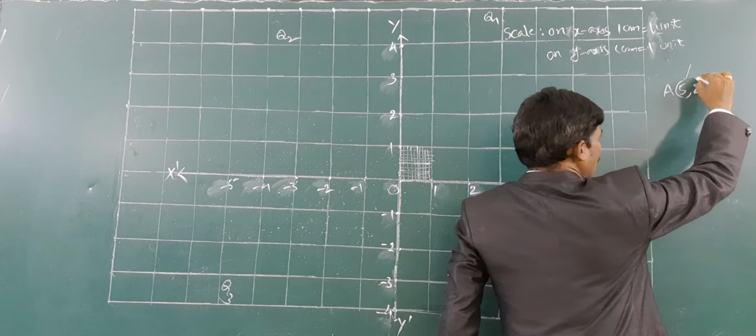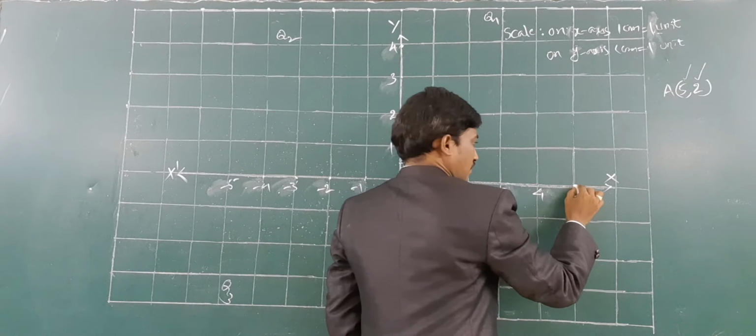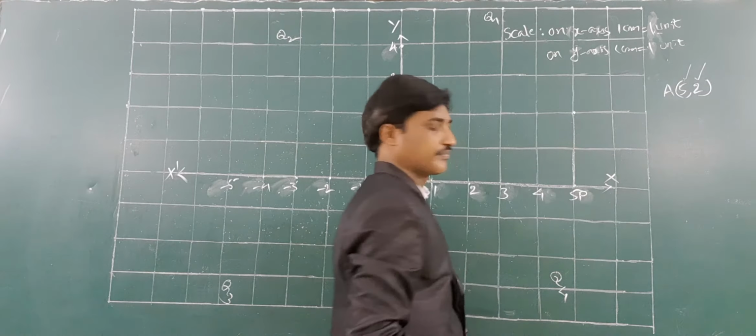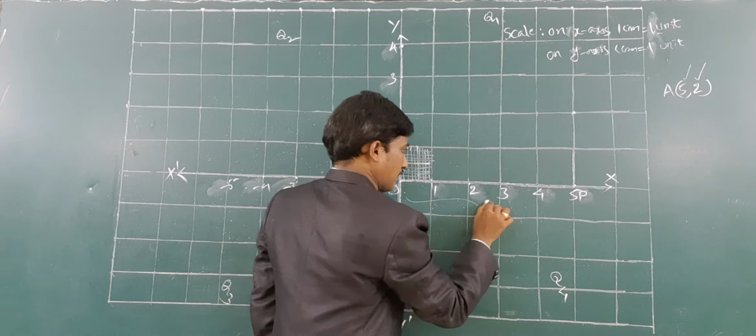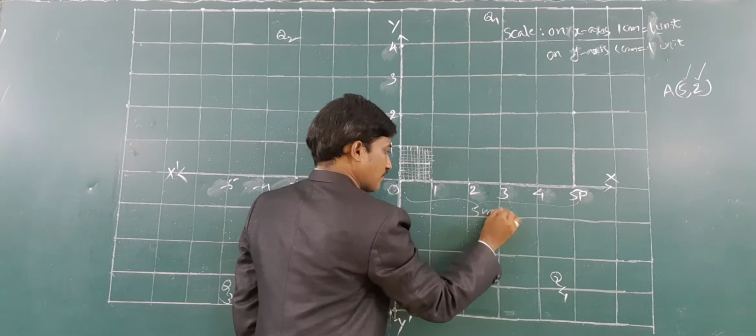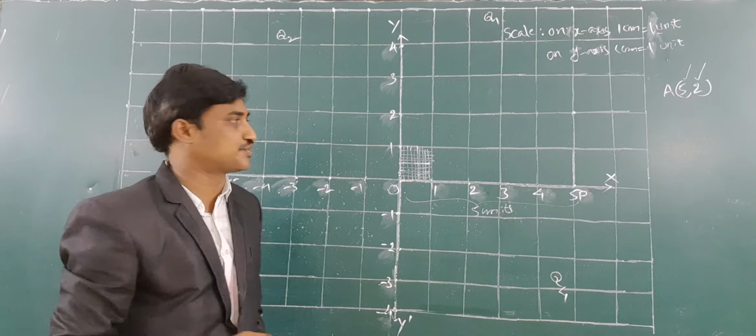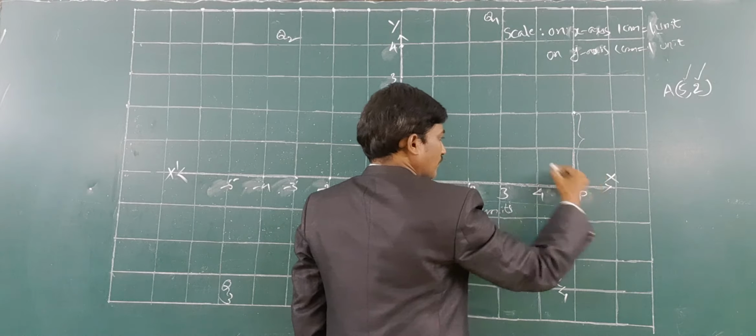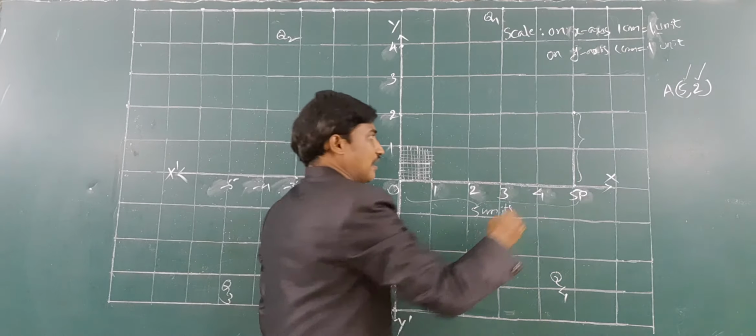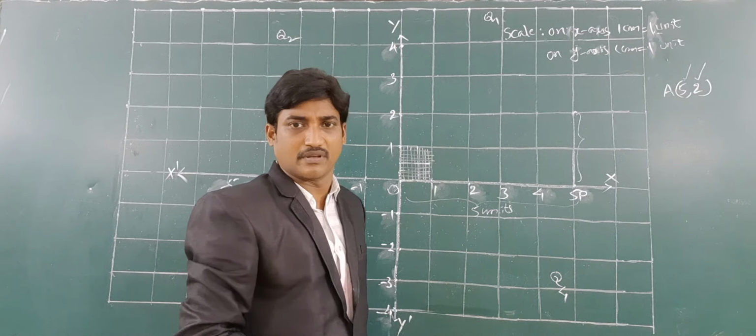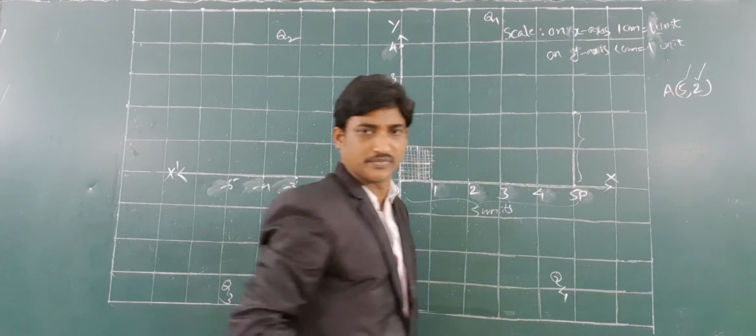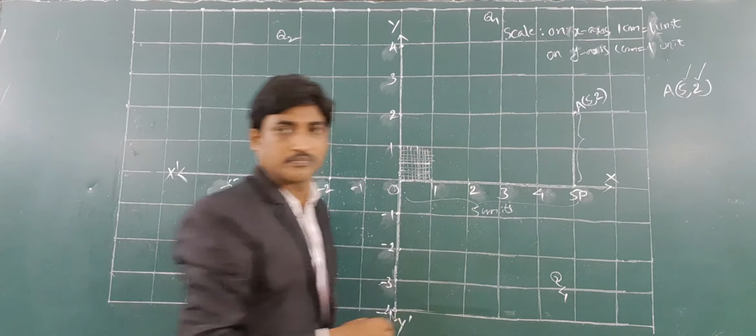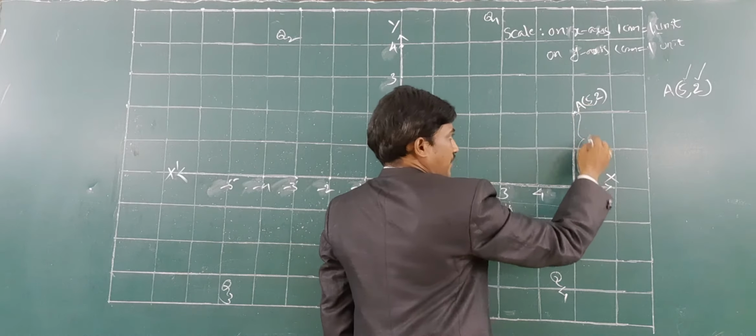As the second coordinate 2 is positive, move along the line parallel to the y-axis, vertically 1, 2 units. First of all, I move 5 units towards OX as the first coordinate 5 is positive. Then 2 units vertically upward. Stay there, the point has arrived. Finally we reached the destination point, that is nothing but A(5, 2). PA is 2 units.